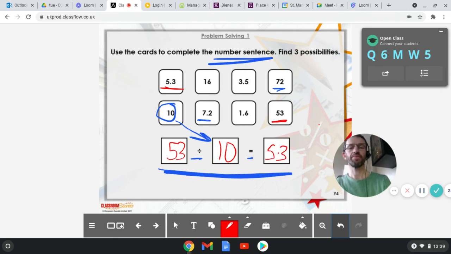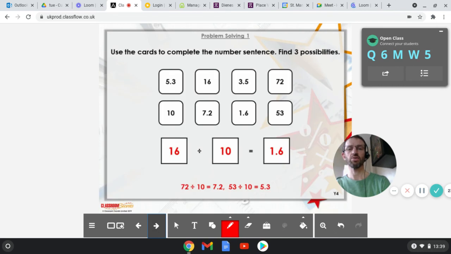It says find 3 possibilities. So I think 72 divided by 10. So I could say 72 divided by 10 equals 7.2. Where is it? Yeah, here it is, 7.2. There's the last one. Can you see the last one? Exactly. It's 16 divided by 10 equals 1.6. That's what I'm reckoning. Yep. Oh, they did that one first.